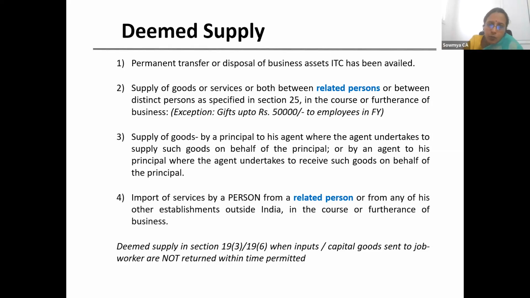Apart from these four, which are already prescribed in Schedule 1, there is another deemed supply where inputs and capital goods sent for job work and not returned within the prescribed time limit of 1 or 3 years also become deemed to be a supply and tax is to be paid accordingly. So this is about Schedule 1. I pause here. If you have any questions or discussion, we can have.